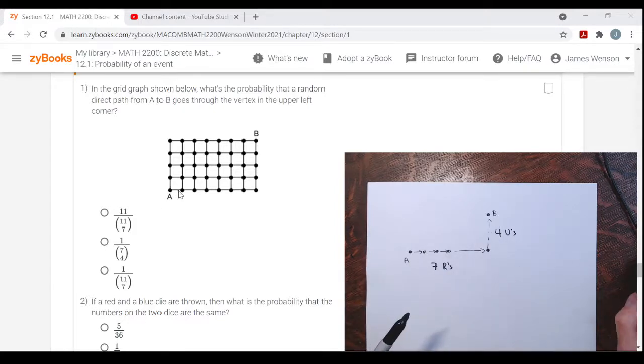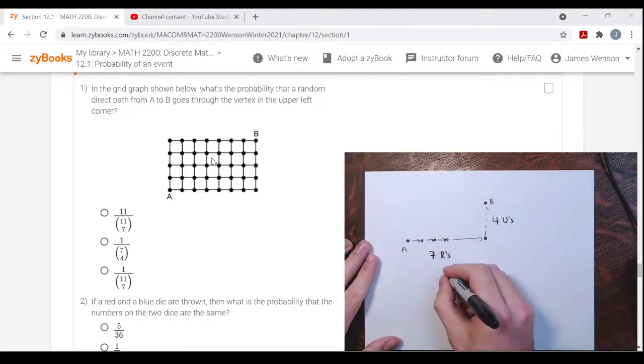But no matter how I go, again, it has to be direct. I can't go left, I can't go down, I can't go away from B in any way. No matter how I go, even if I do a zigzaggy motion, at some point I have to move right 7 times and I have to move up 4 times.